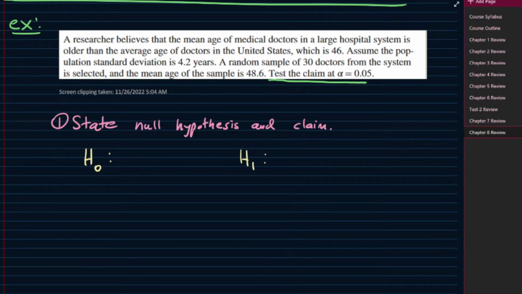Well, h sub 0 is like our base assumption. And we're talking about means here, so it's going to be mu is equal to, and what are we assuming is our mean, essentially? We're assuming that it's 46 because that's the average age of doctors in the US. Okay, some base level assumption, right? We're assuming that the average age of the doctors in the hospital is 46 because that's the average age of doctors in the whole US, essentially, is what we're saying here.